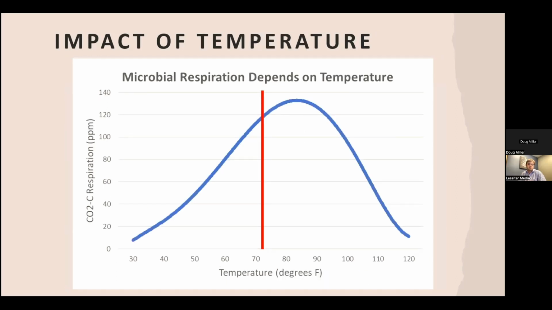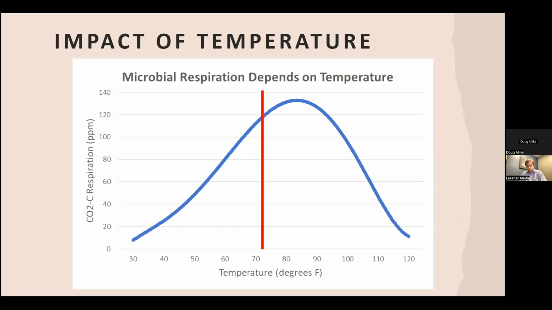It's also dependent on temperature. Now, this is air temperature. In the lab, we're incubating samples at constant temperature. They're relatively small samples. So the air temperature and the soil temperature are the same in the lab. And we incubate them at roughly 70 degrees Fahrenheit. And what we find is that you get peak activity somewhere around 85, 86, 87 degrees.